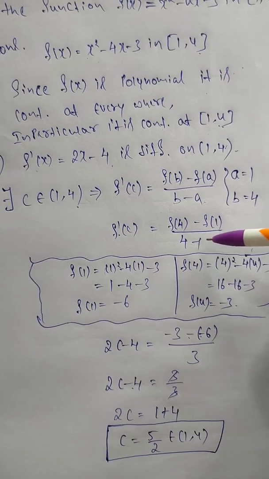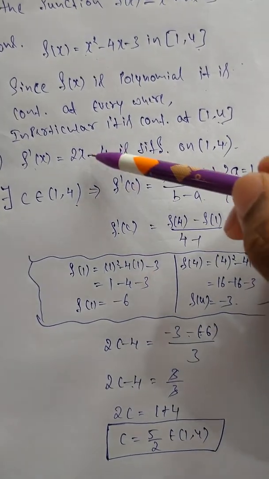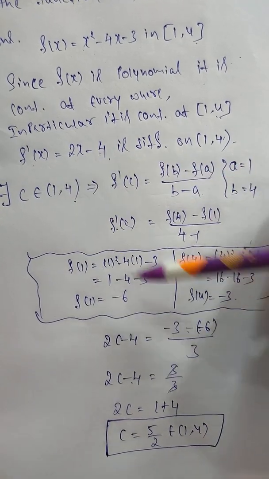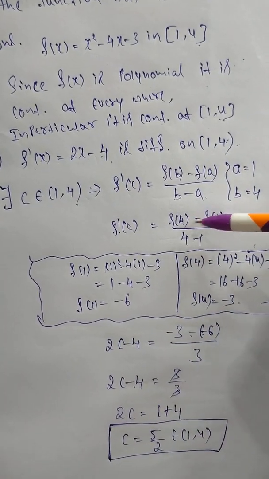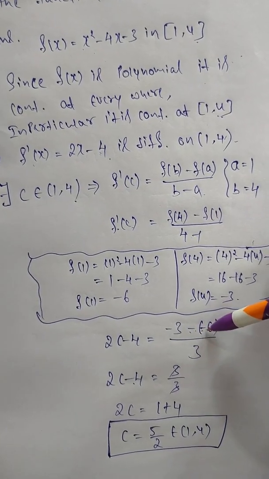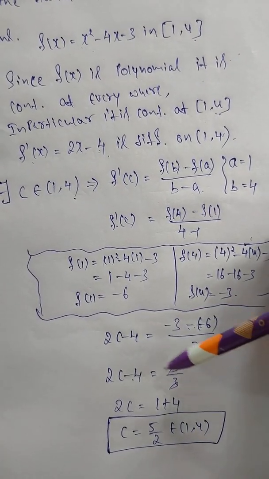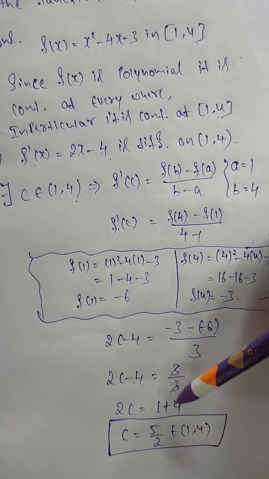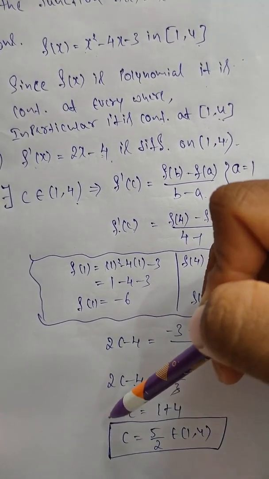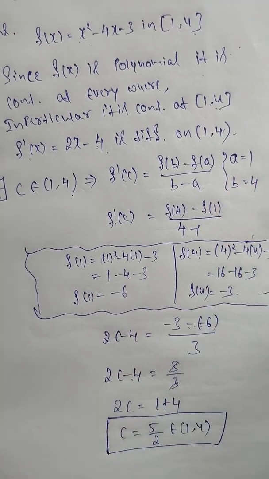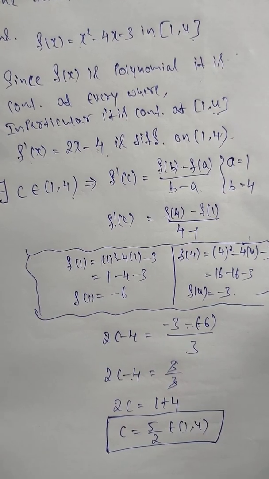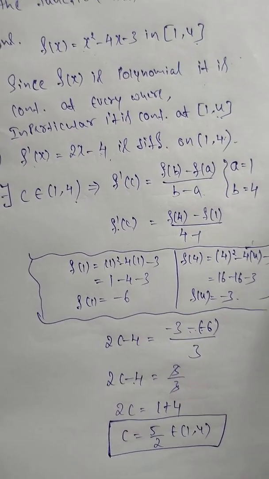We substitute in the above equation. F dash of c is 2c minus 4. In 2x minus 4 we replace x as c, so 2c minus 4 is equal to minus 3 minus of minus 6 by 3. Here this minus will become plus. 6 minus 3 is 3, 3 cancel. If the minus 4 comes to the right hand side, this will become plus. 1 plus 4 is what? 5. If you cross multiply the 2, 5 by 2. 5 by 2 belongs to the open interval 1 comma 4. This is the answer. This will be for 3 marks.